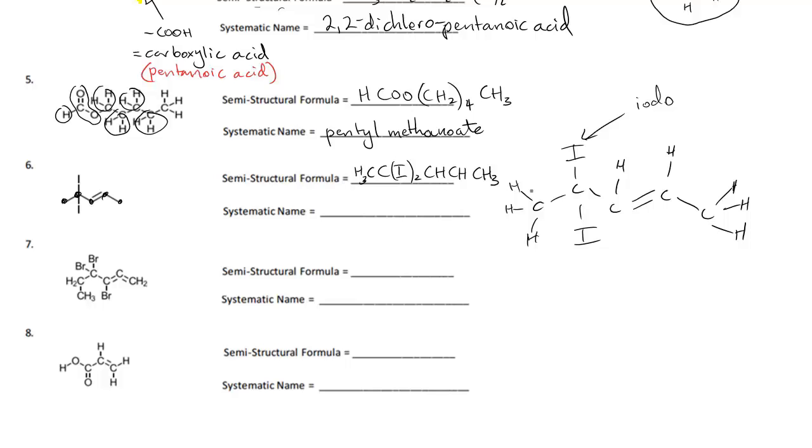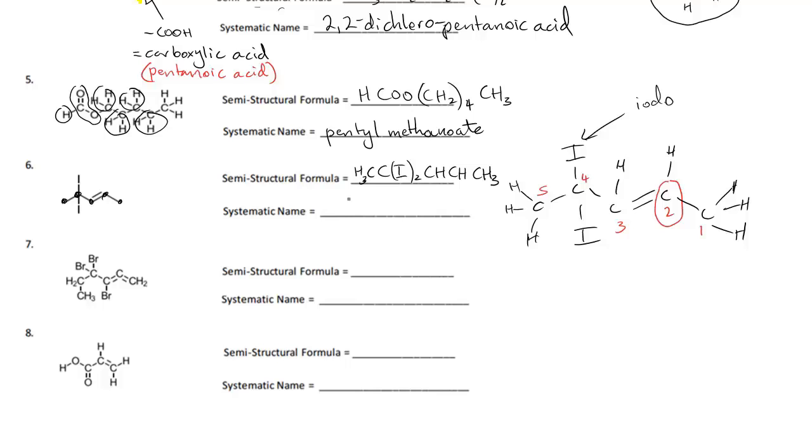The systematic name for this would be, well, the double bond always gets priority, so we start counting 1, 2, 3, 4, 5. We wouldn't start counting from this side, because that would give the double bond the higher number. So we have to start counting from this side, because this double bond is going to get the number 2. It's on the second carbon.